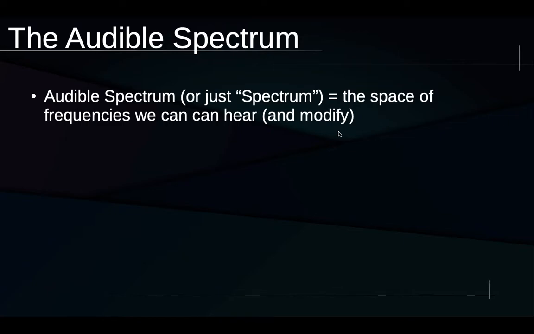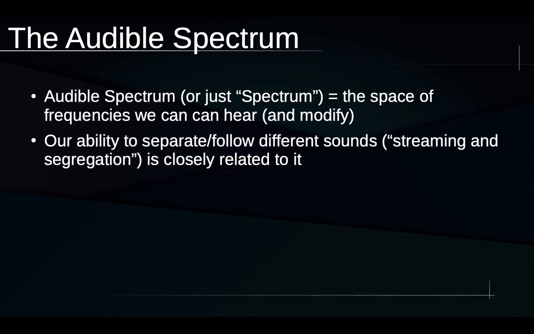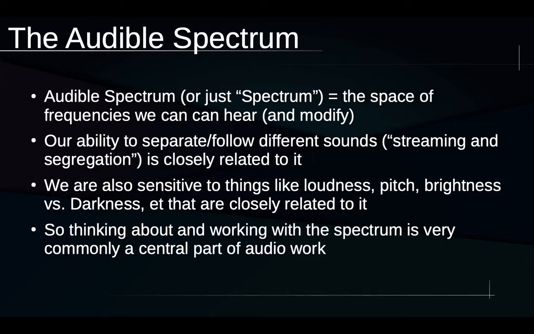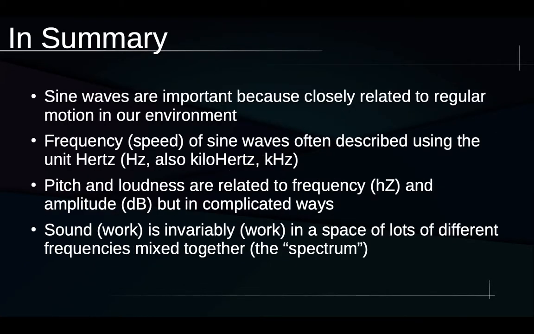So this lets us define the spectrum. The audible spectrum, which is something we're going to come back to again and again, is really the space of frequencies that we can hear and also modify. And this is important for a number of reasons. Probably the most important is that our ability to separate and follow different sounds, sometimes called streaming and segregation, is really closely related to it. We've also seen that we're sensitive to things like loudness, pitch, and brightness versus darkness, and these are also closely related to the way things are distributed in the spectrum. So thinking about and working with the spectrum is going to be commonly a central part of audio work.